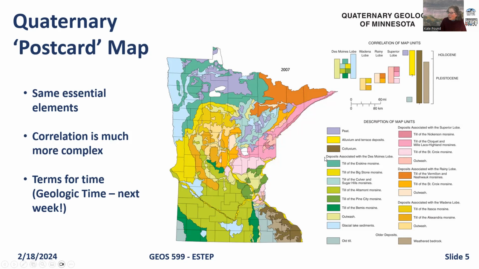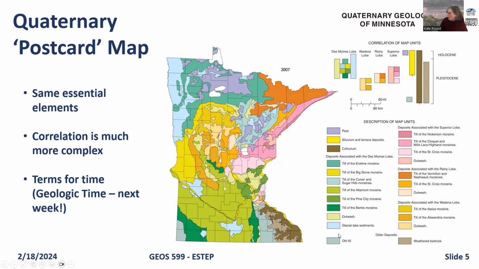And what you'll see is that it says sediments associated with the Des Moines lobe. And then as you go down, sediment deposits associated with the Superior lobe, deposits associated with the Rainy Lobe, deposits associated with the Wadena Lobe. Now, oh, I misled you on one thing. This really annoys me. So here, description of map units, it goes down to here.